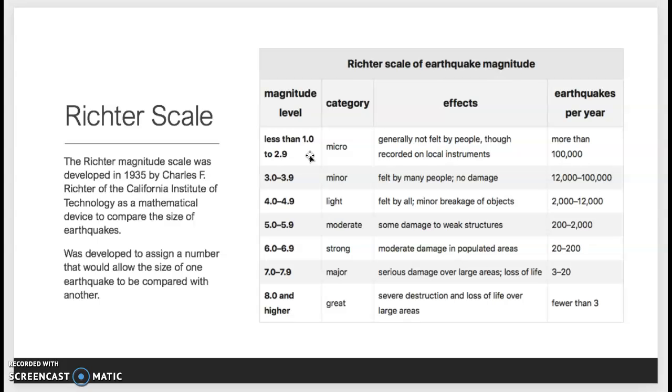8.0 and higher are severe earthquakes. They have massive destruction, major loss of life over large spans of area. These are the ones that you do not want to be in. And there are fewer than 3 of those a year, thank goodness, but when they happen, they're pretty traumatic.